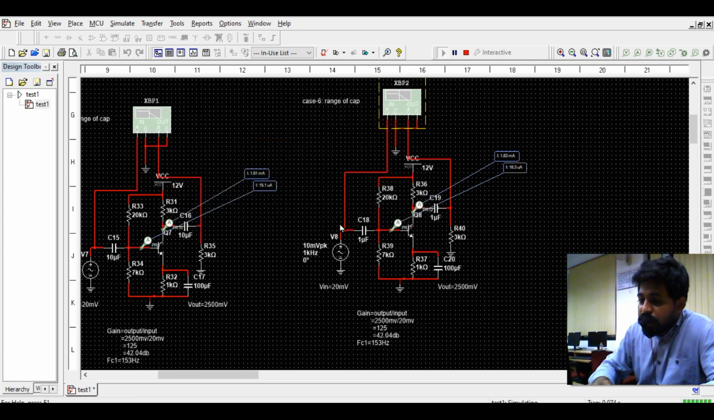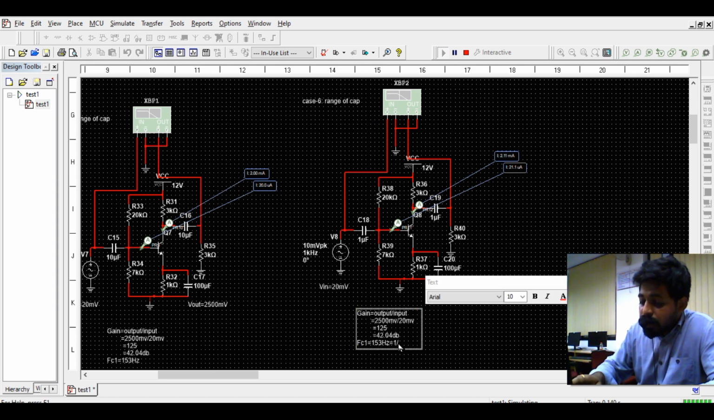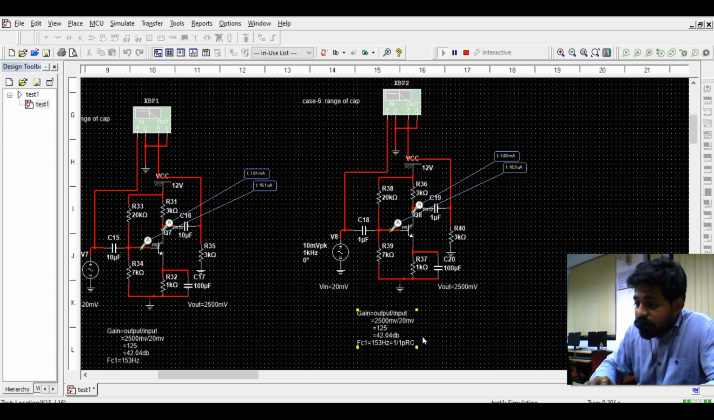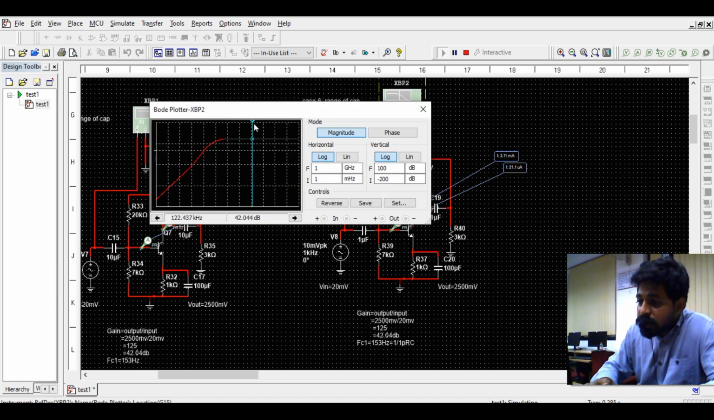So now when I keep the coupling capacitance value at 1 micro, as we know the formula of cutoff frequency is 1 by 2 pi RC. As the C value is reduced, the cutoff frequency will increase. So when the coupling capacitance value is reduced from 10 micro to 1 micro, the formula says that the cutoff frequency will increase. If I do the simulation, there is no change in the gain. It is around 42 dB in this case, and in the other case also the same.